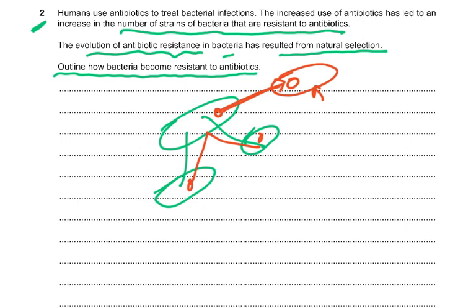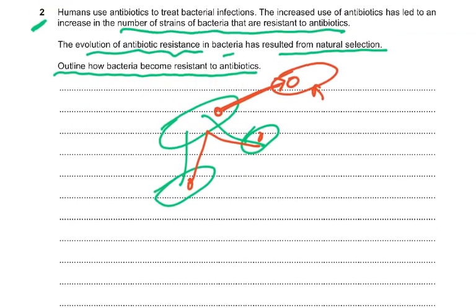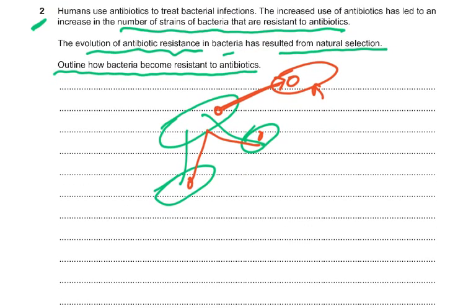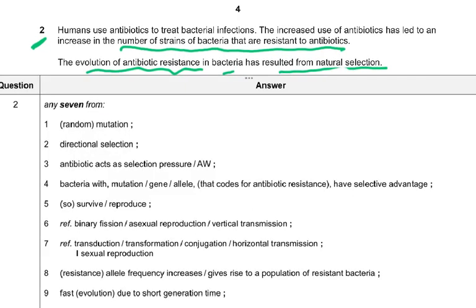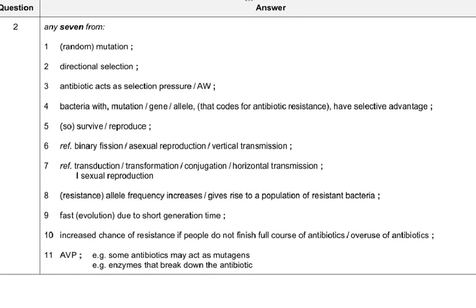So this is how you were going to answer this question. Now this is a very long answer. It's only 7 marks, but it's a very direct question, and I'm sure everybody could have got full marks if they knew all the points. So when you look at the mark scheme of this question number 2, you have something like 11 points, and you could have given me any 7 of those. What are those? Random mutation, number 1.